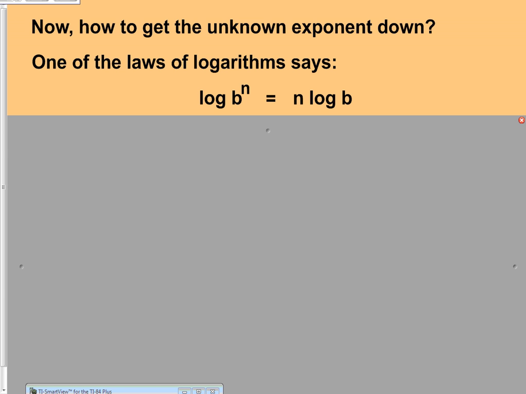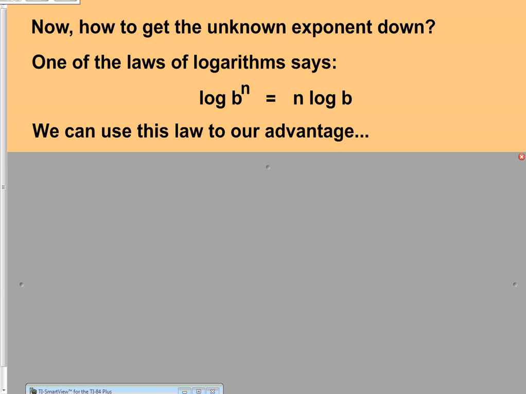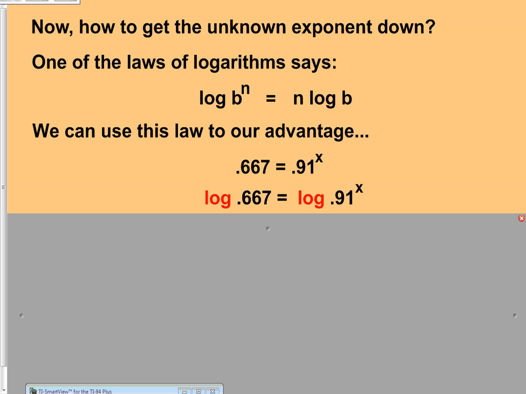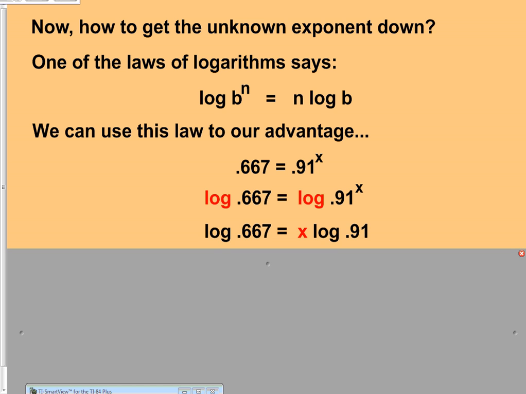Let's see this work in the problem. We can use this law to our advantage. Here we are, back in the problem. We have an exponent that we need to not be an exponent anymore. So we take the logarithm of both sides of the equation, and again, whatever you do to one side of the equal sign, you have to do to the other side to keep the equation balanced. On the right side, this mathematical operation will pull the x off of the exponent and place it out in front of the logarithm, just like a multiplication problem.